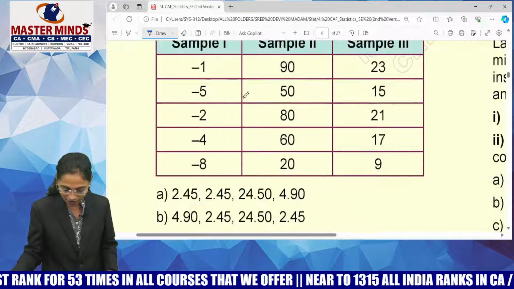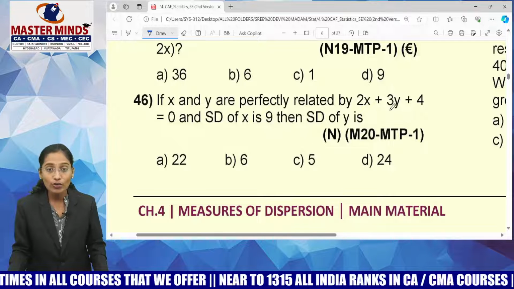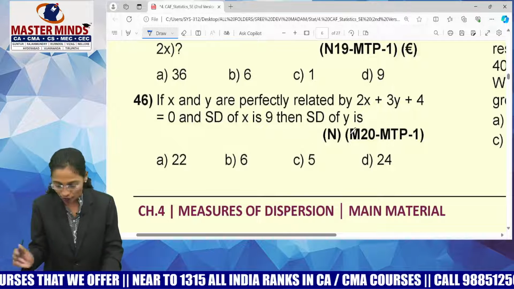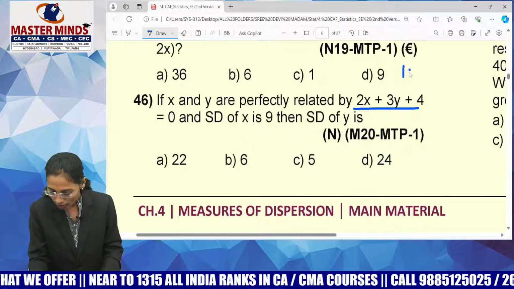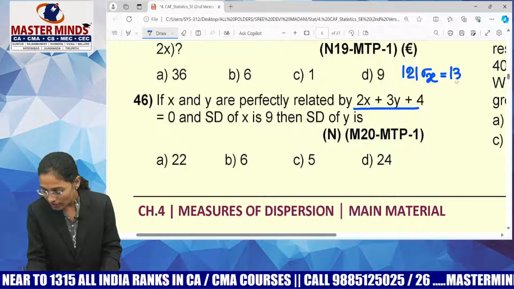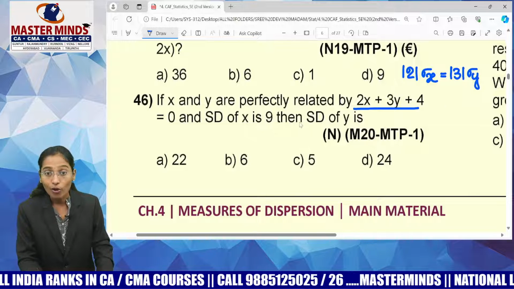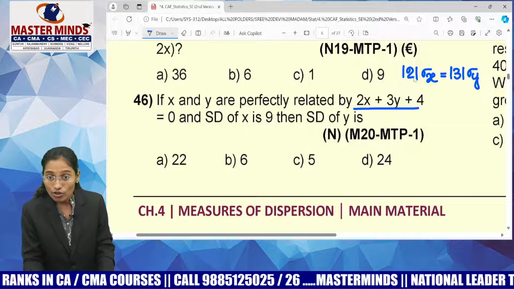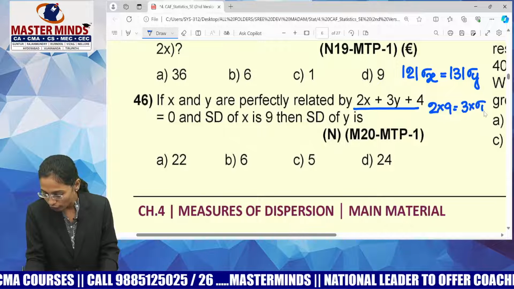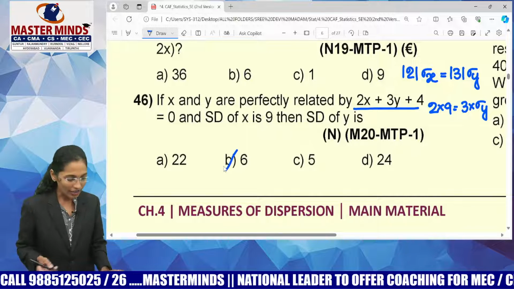It's a direct question. Now let's have a look at the next MCQ, MCQ number 46. If X and Y are perfectly related by 2X plus 3Y plus 4 equals 0, and the standard deviation of X is 9, what is the standard deviation of Y? Simple logic, guys: modulus 2 into standard deviation of X equals modulus 3 into standard deviation of Y. Either you can write sigma X or Sx, no problem. The standard deviation of X is 9, so 2 into 9 equals 3 into sigma Y. 2 into 9 is 18, by 3 is 6. And that is the correct answer.